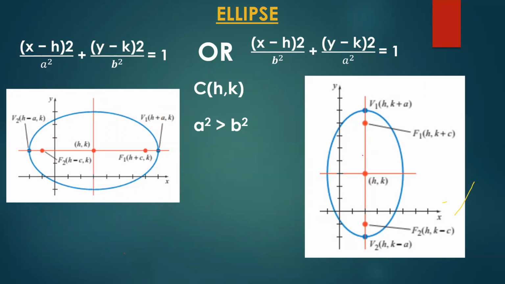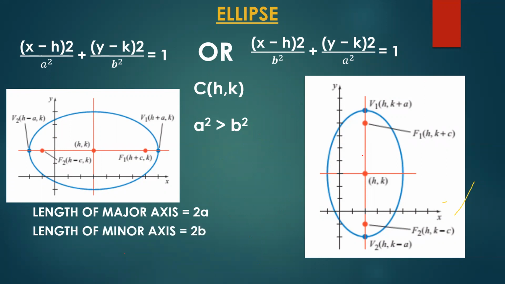Okay. So these are some of the things that you are supposed to find when you've been asked to describe an ellipse. So you find the length of the major axis, which is equal to 2A, the length of the minor axis, which is equal to 2B, and you also find the eccentricity. I told you that C is found by subtracting B squared from A squared. All right, so let's quickly look at some of the examples.